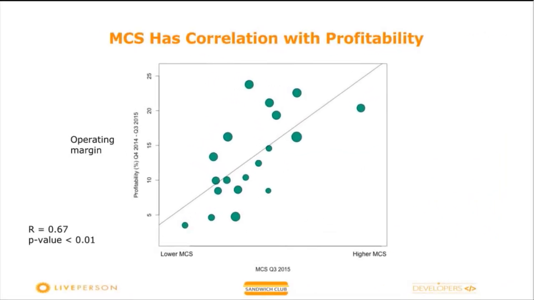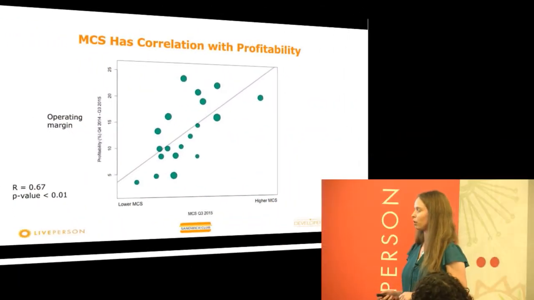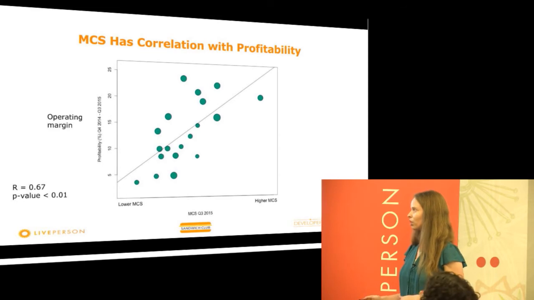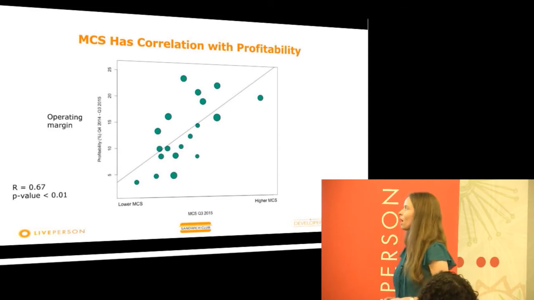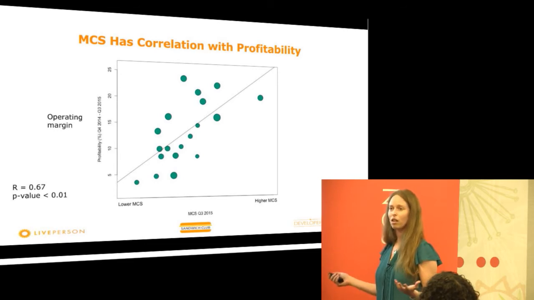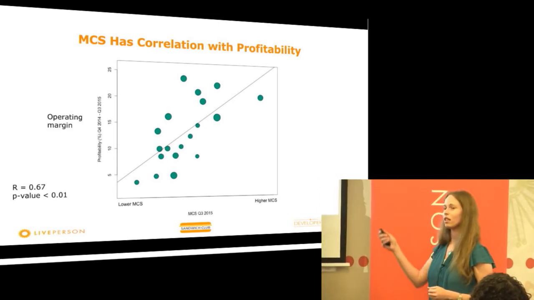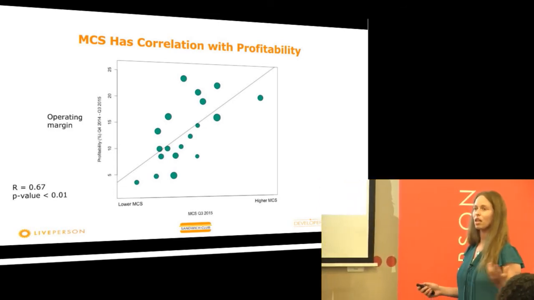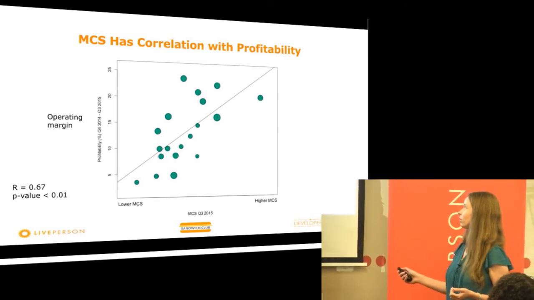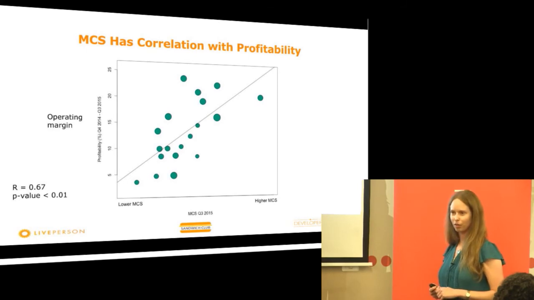So what you can see here is that we have this correlation between MCS and profitability in this telecommunication industry. This is a statistically significant correlation of 0.67. And this is a very important result for our brands, for our customers, because they care about the financials and about profitability. We see that there is this correlation between MCS and profitability, with companies with high MCS values and high operating margin.